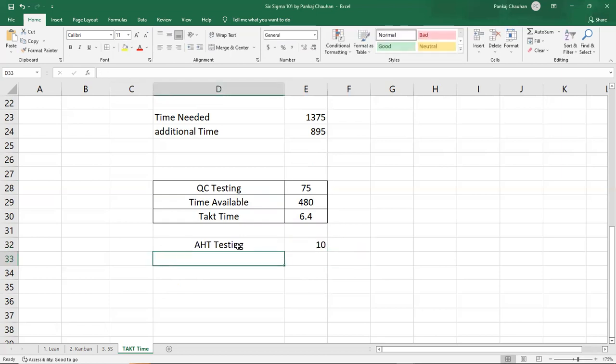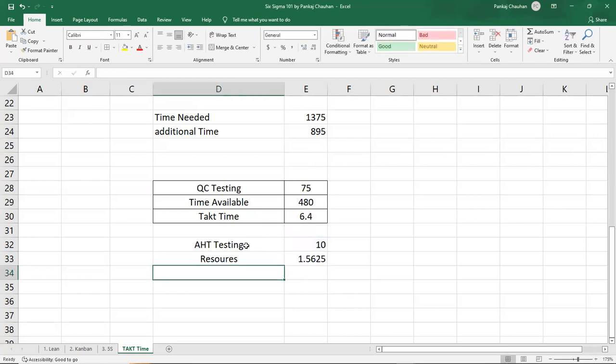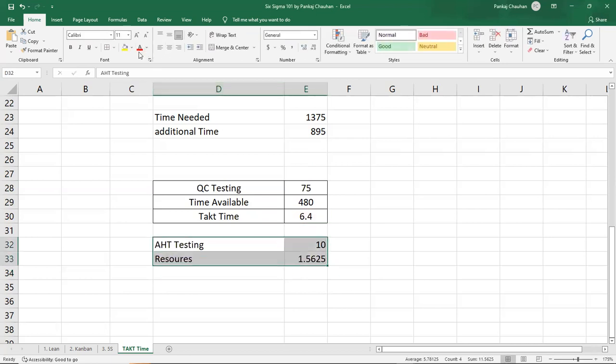So how much improvement you have to do in your process, or how much extra time you need, or how many resources or head count you need. So additional resources which you would need is equal to cycle time, which is 10, divided by the TAKT time, which is 6.4. So 1.56 times additional resources you would need.